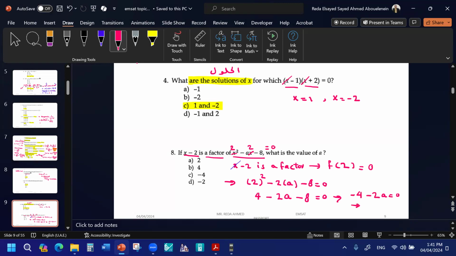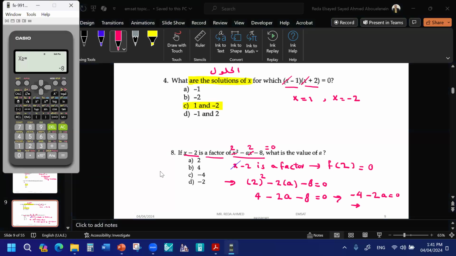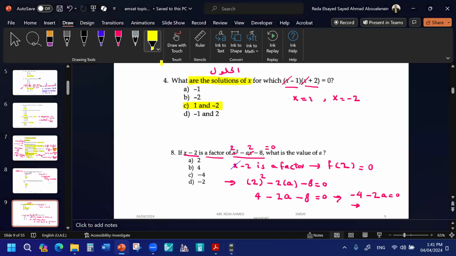So you can solve this by shift solve, using the calculator as well. You type negative 4 minus 2a, replacing the variable, equals, alpha calc 0, and shift solve, then equal. So a will be negative 2. This is the result.